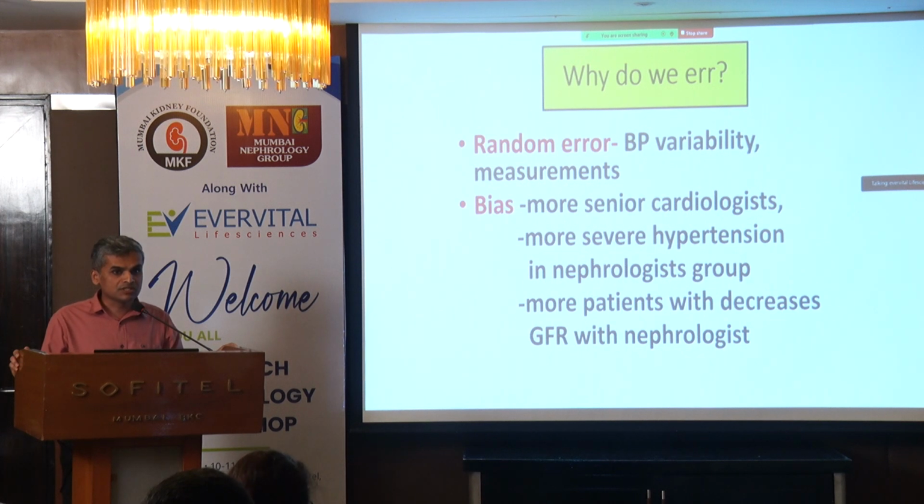But the other type of error is non-random or systematic error, which we call bias. This may get introduced because of several reasons, because there may be more senior cardiologists at the clinics, or nephrologists may be dealing with more severe hypertension or such factors, and they can introduce an error that is bias or systematic error.